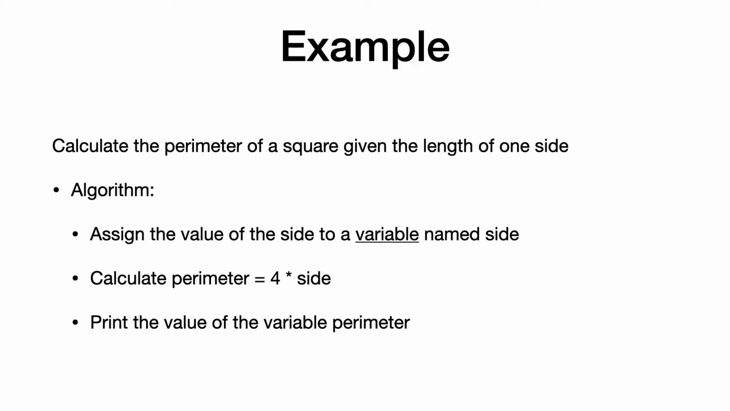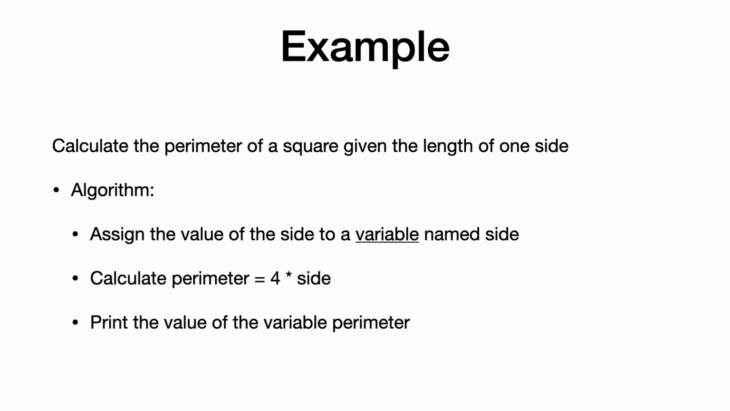Let's see the following example. Calculate the perimeter of a square given the length of one side. So the algorithm will be as follows. Assign the value of the side of the square to a variable named side. Just for now, we can see a variable informally as a container where you put values, so you can later access those values.